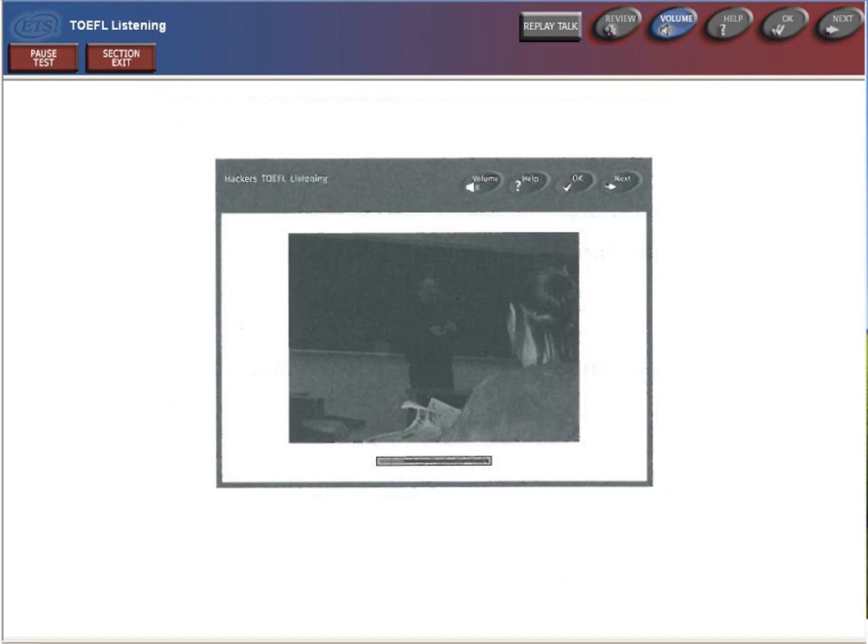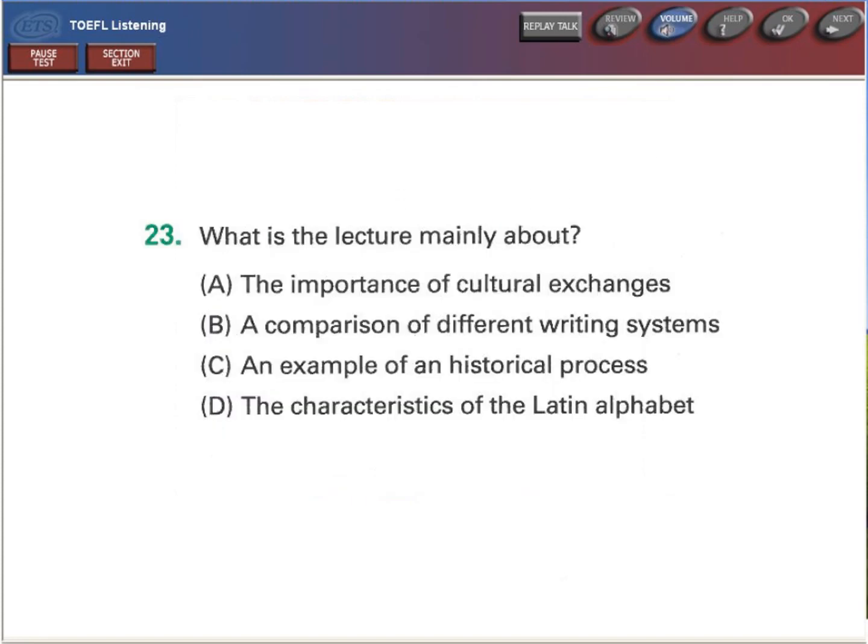You may use your notes to help you answer. 23. What is the lecture mainly about?